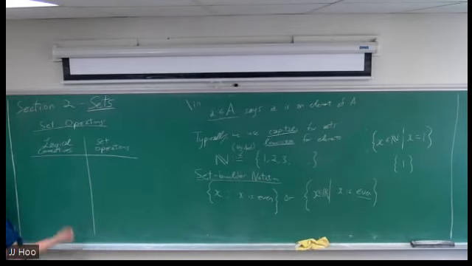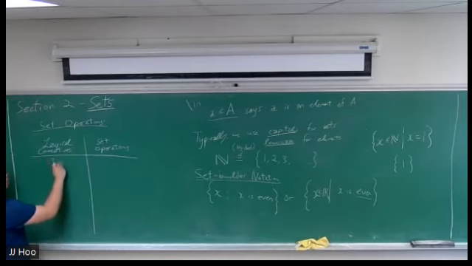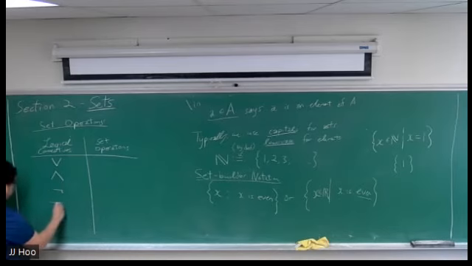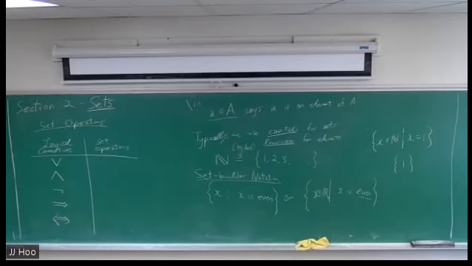Okay, so if you guys remember, we have 5 logical connectives. We have the disjunction, we have the conjunction, we have the negation, the conditional, forwards implication, or the biconditional. Right, so we're going to create set operations for each of these.